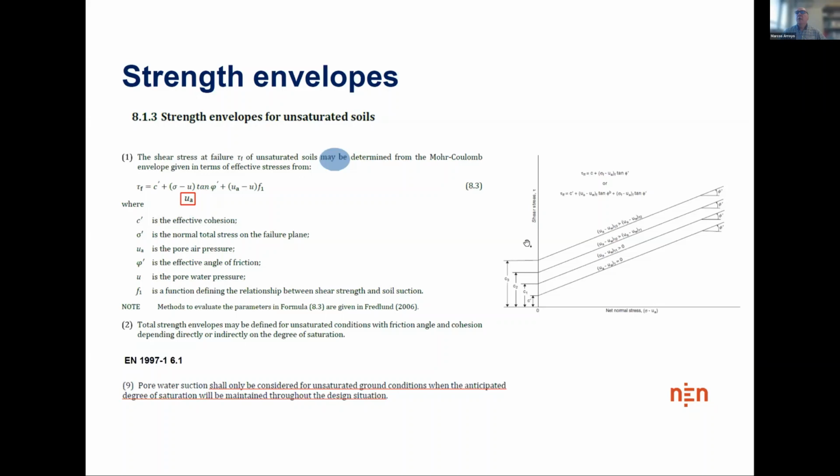But essentially, what we're looking at here is a Mohr-Coulomb envelope in which you see the cohesion intercept increases with suction, or as the degree of saturation decreases. It is interesting that if you go then to Part 1, there is this "shall" condition, which says that suction, and therefore this kind of approach, shall only be considered when the anticipated degree of saturation will be maintained throughout the design situation.